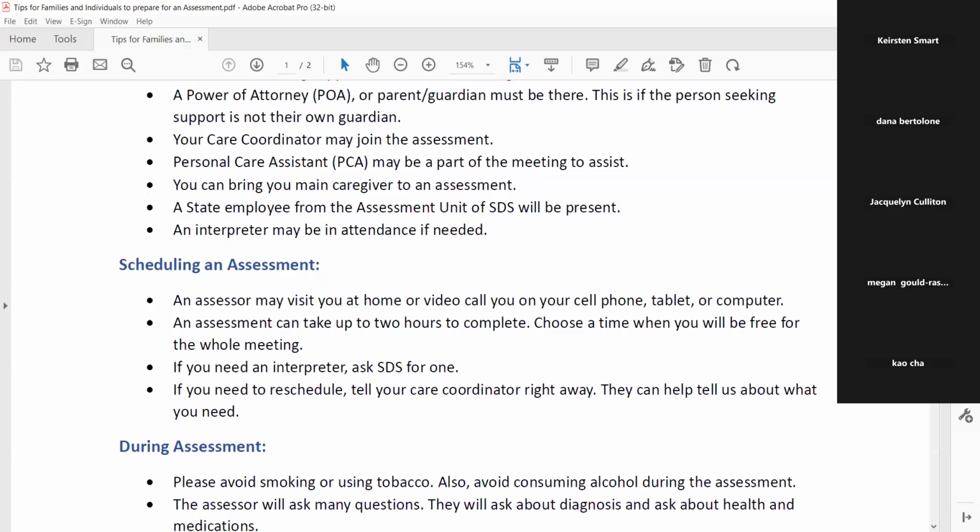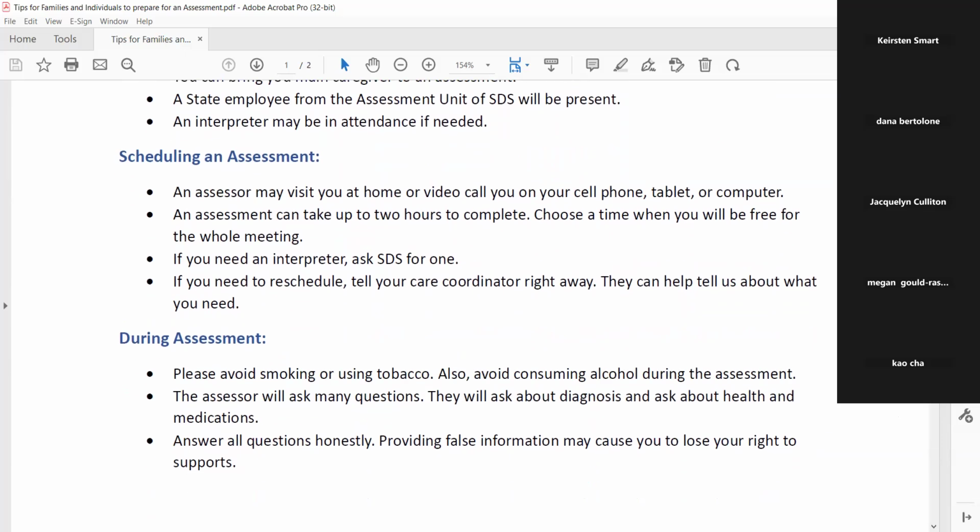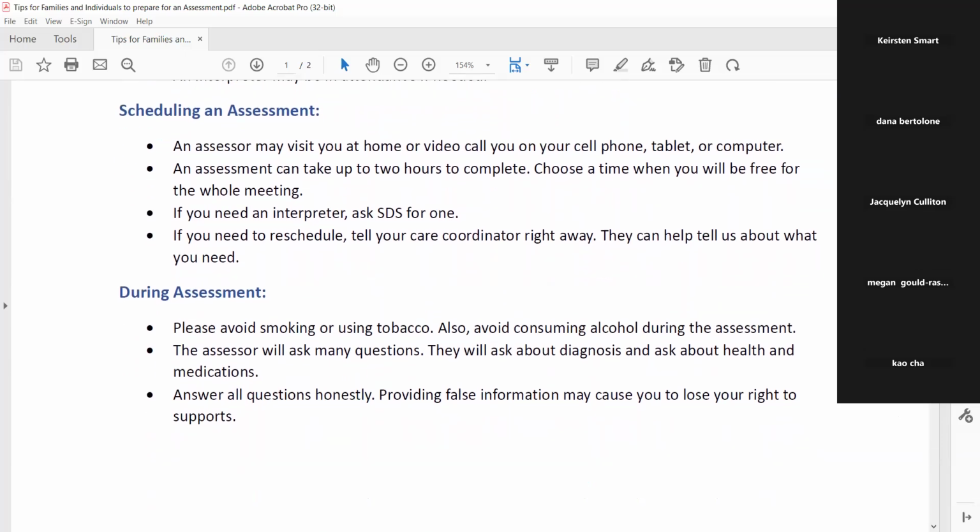For scheduling an assessment, the assessor could visit at home or video call on the cell phone, tablet, or computer. An assessment can take up to 2 hours to complete, and we should let people know to choose a time when they would be free for the whole meeting. If the person needs an interpreter, ask SDS for one. If they need to reschedule, tell the care coordinator right away. The care coordinator can help tell us about what the person needs.